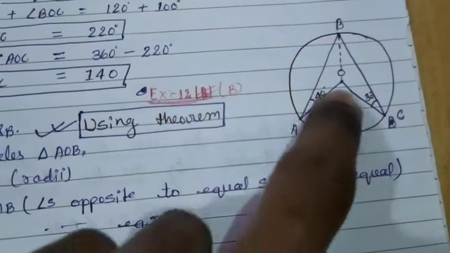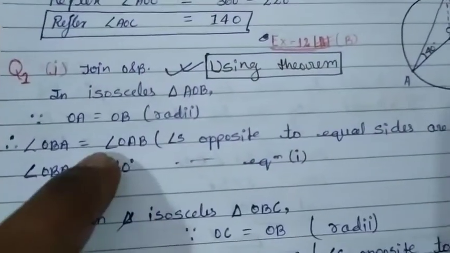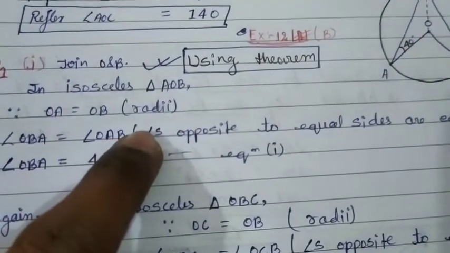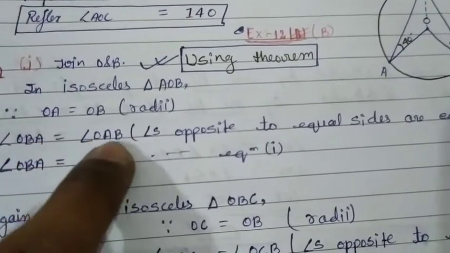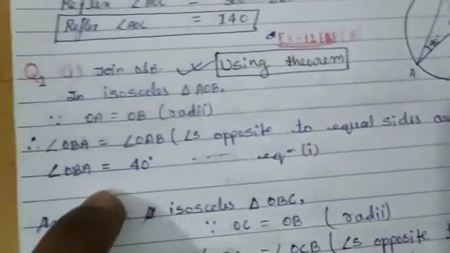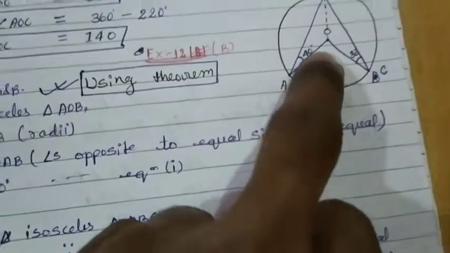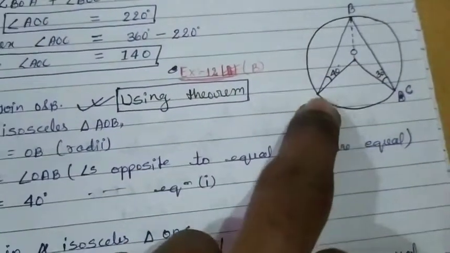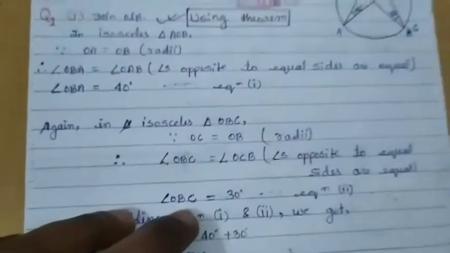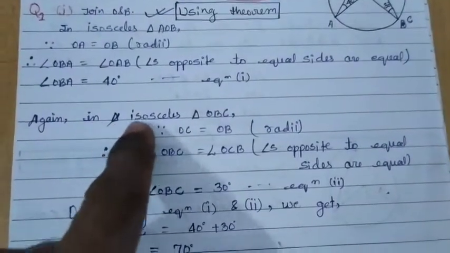Then triangle AOB is obviously isosceles, and from our previous knowledge, angle OBA equals angle OAB, because angles opposite to equal sides are also equal. Angle OAB is given as 40 degrees, so angle OBA is also 40 degrees, angles opposite to equal sides. Now come to the next isosceles triangle, that is OBC.